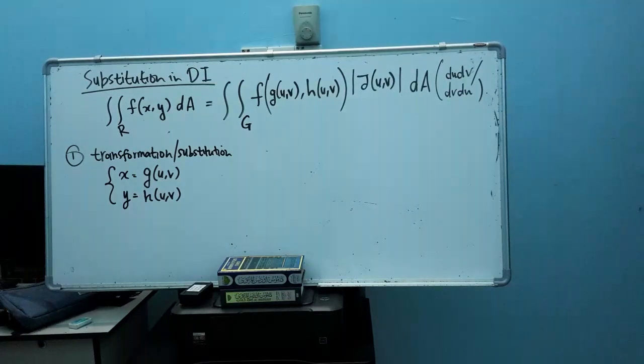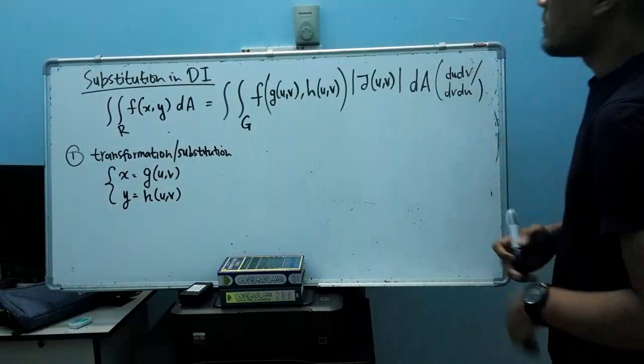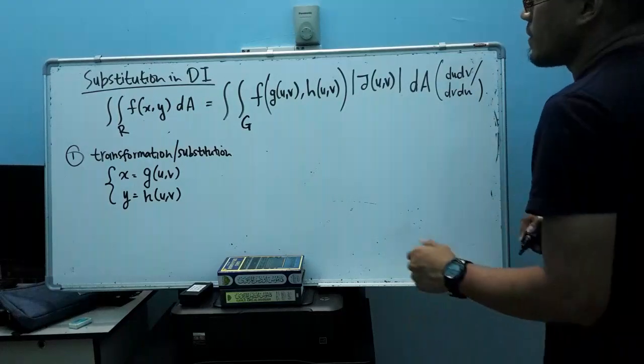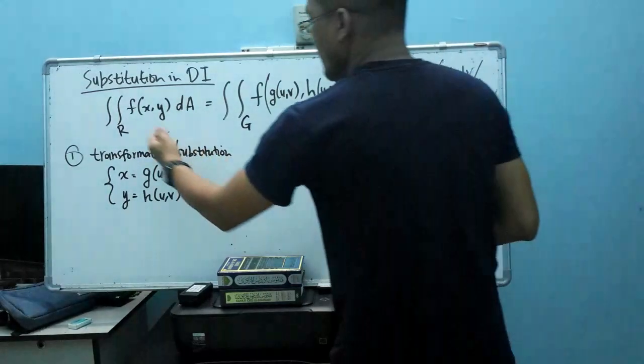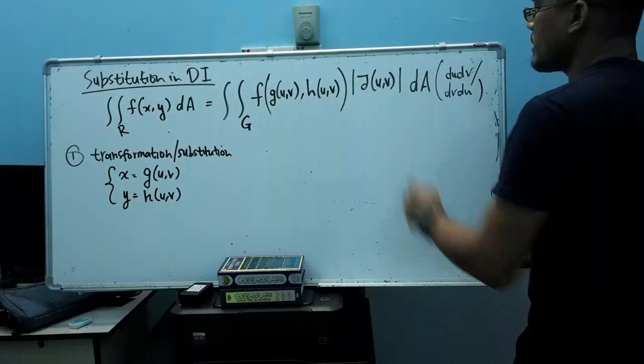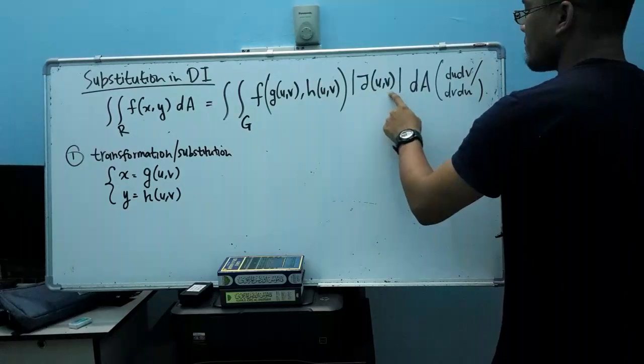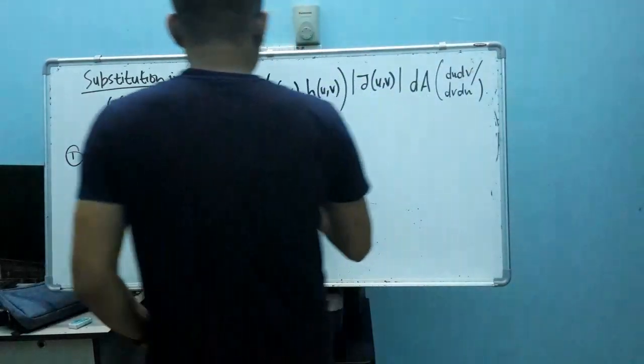Okay, let's try to understand the terms here. Supposedly first we have a transformation of x and y, so we have a substitution. Now let's try to understand what this second part means.